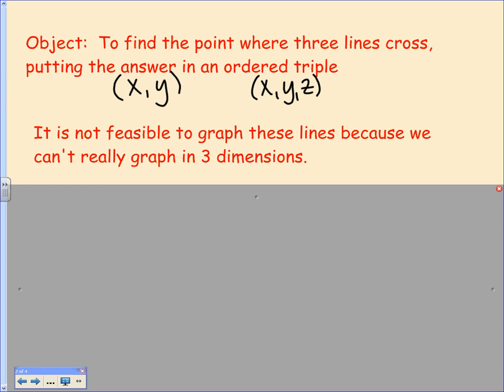Remember, you can't really graph them. Not feasible. I mean, you can graph them, but it doesn't look right because it's a 3-dimensional thing that you're graphing.